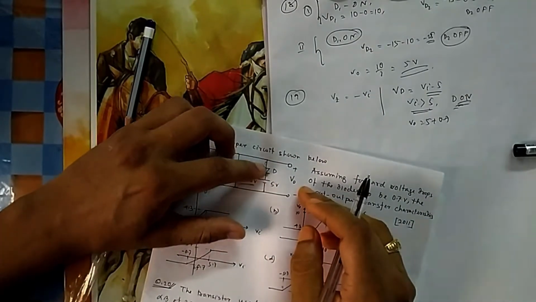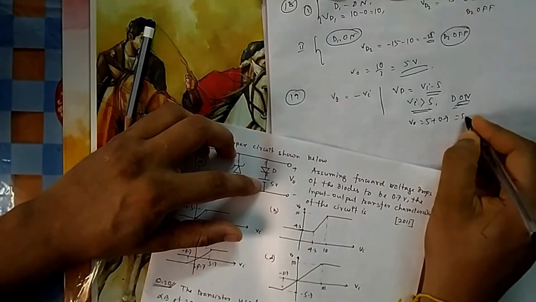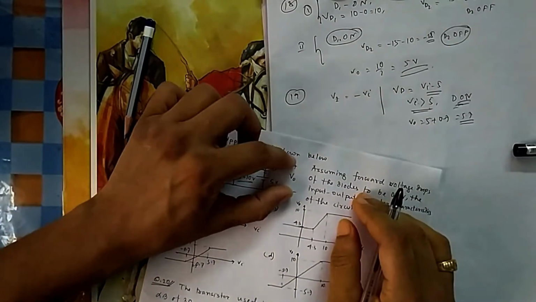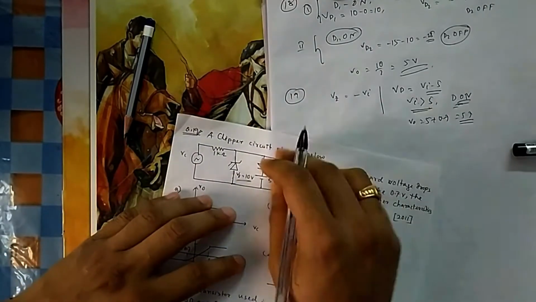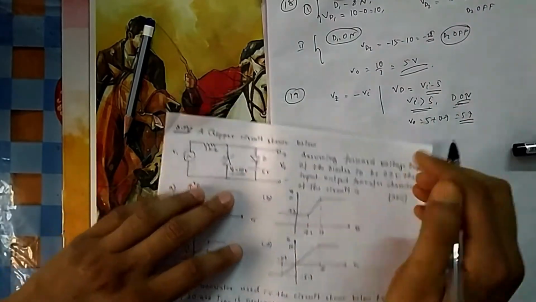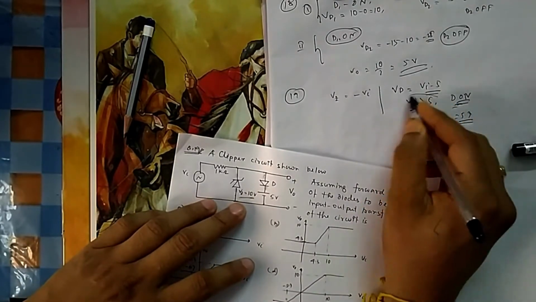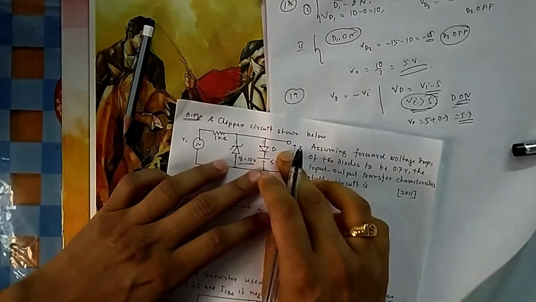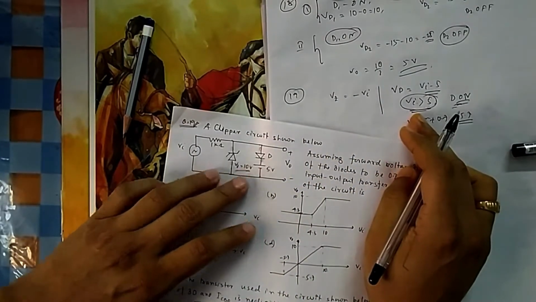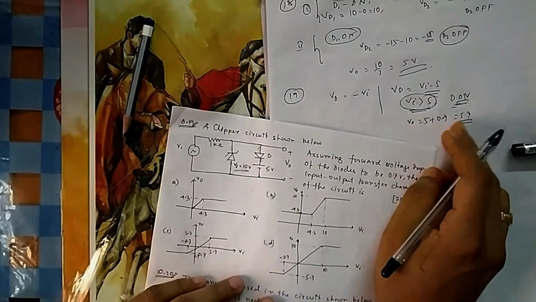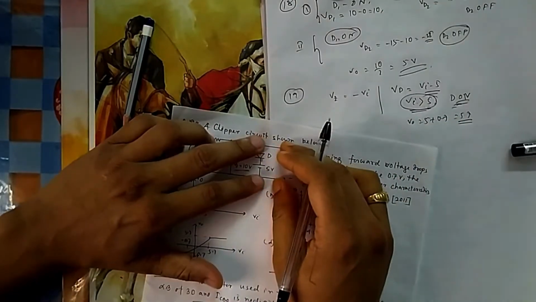So if you add these two, one battery just below, one back-to-back battery connection, it will be 5.7 volt. So you get a voltage of 5.7 volt in the output. This is when VI is greater than 5. If VI crossed 5.7, then the output is 5.7.